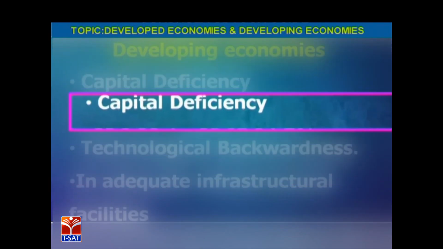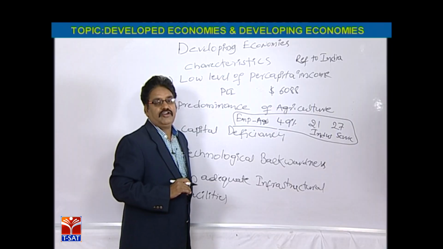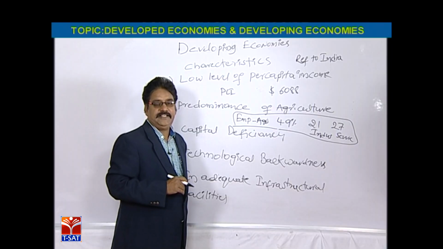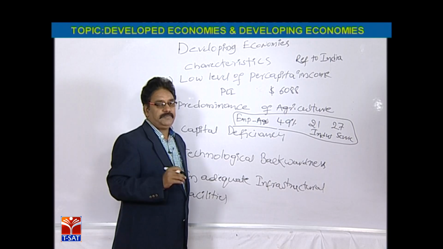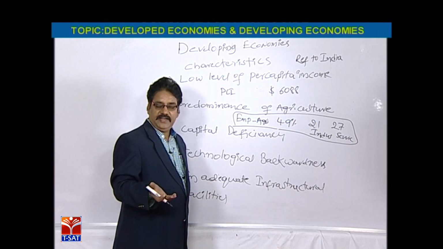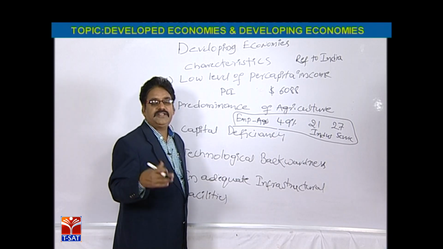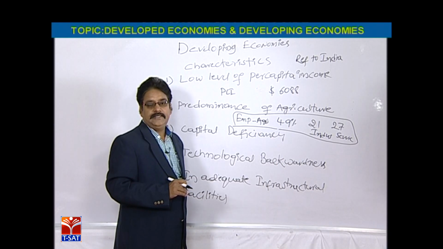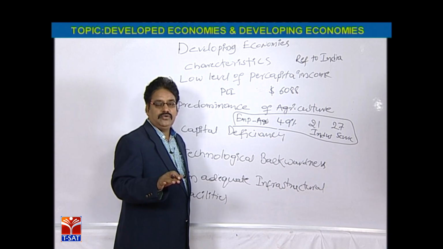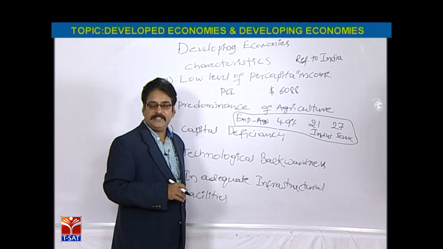Next, the third point, that is capital deficiency. We observe capital deficiency in developing economies. Capital formation takes place when the national income is very high and savings are very high. Those savings turn into investment, and investment turns into capital goods. Adding capital goods to the existing capital goods is nothing but capital formation.